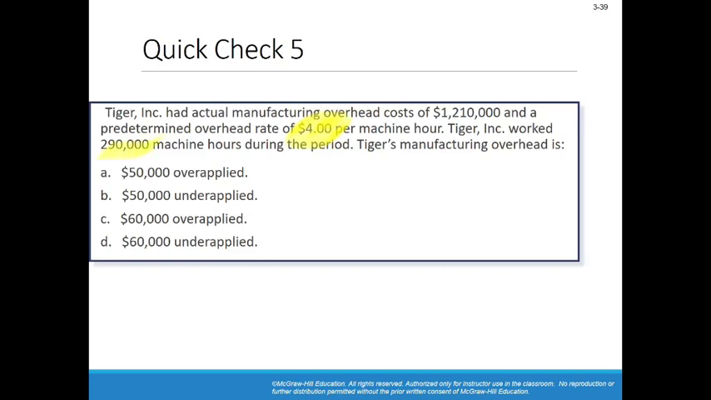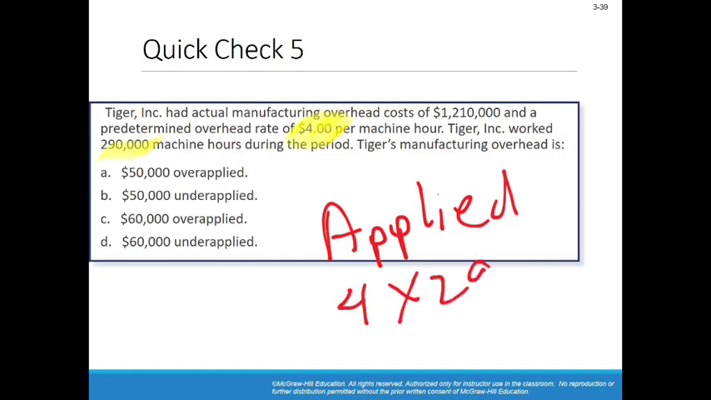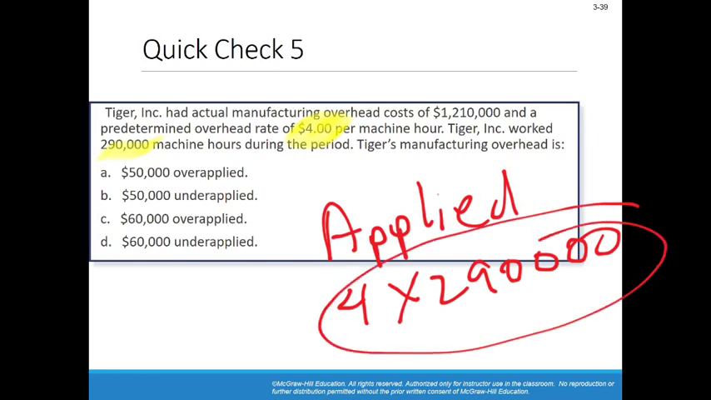$4 times $290,000 will tell us how much is the applied overhead. And so that's what applied is. We come up with this answer, and that tells us how much we have estimated. Remember, applied means estimate. We need to compare that to what they actually spent.